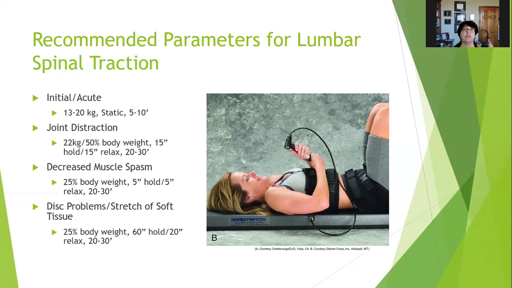Then if you're doing it for joint distraction, you want up to 50% of their body weight. Intermittent 15-second hold, 15-second relax, 20 to 30 minutes. To decrease muscle spasm, shorter on-off times, 5 seconds on, 5 seconds off, with 25% of the body weight for 20 to 30 minutes. For disc problems or to stretch soft tissue, 25% of the body weight, 60 seconds on, 20 seconds off for 20 to 30 minutes.